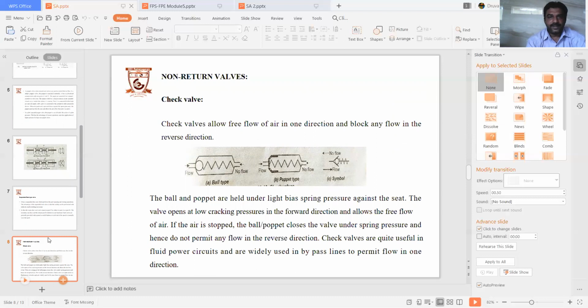So you can see three types of valves in check valves or non-return valves: ball type valve, poppet type valve, and two types: ball type and poppet type. The symbol, graphic symbol for the same.